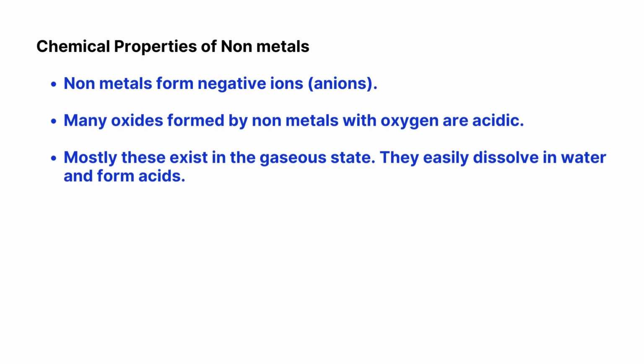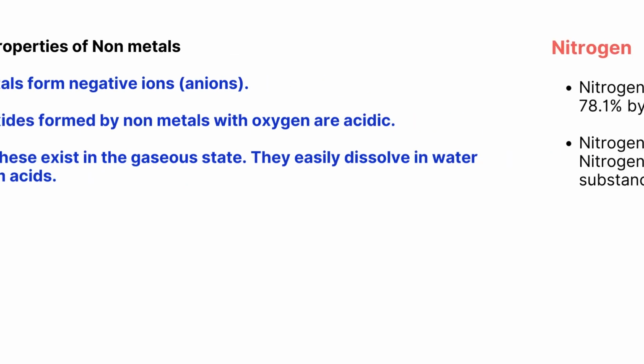Many oxides formed by nonmetals with oxygen are acidic. Mostly these exist in the gaseous state. They easily dissolve in water and form acids. Some examples of nonmetallic elements are: first, let's look at nitrogen.